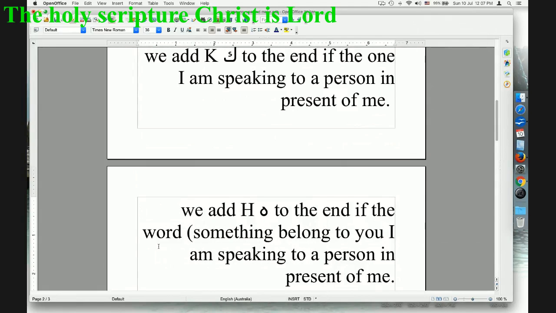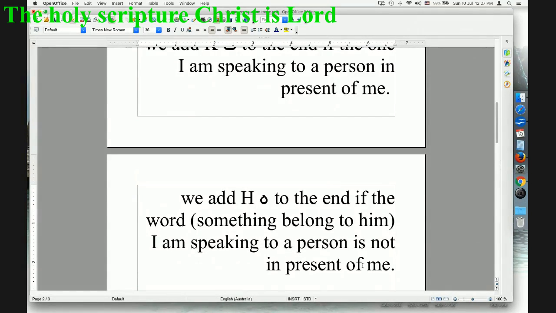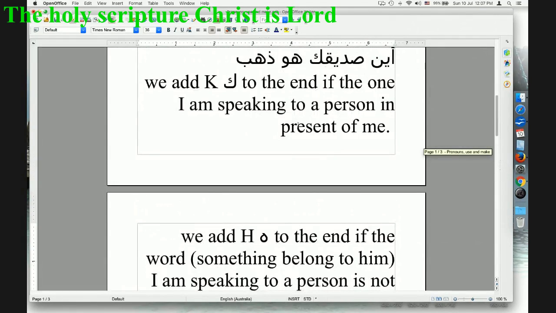In the case up there, but here in the case here, it is "to him," for he is not with us. So at the end of the word, something belongs to him. I'm speaking about a person, he is not present with us, not in the presence of me or us. Here it's the opposite. Here the person is present, and I want to make the thing belong to him, and the thing is not necessarily an object, it can be a person.